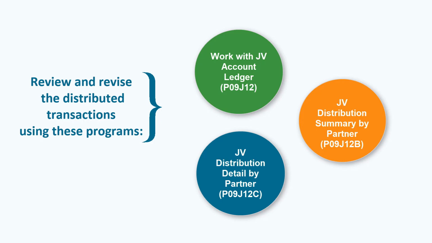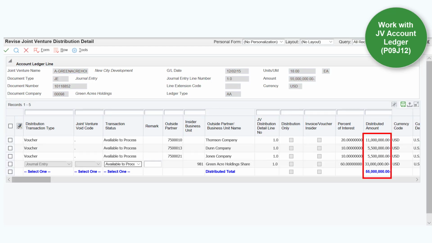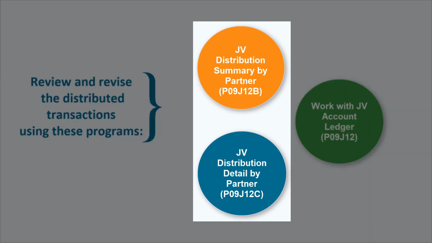Let's discuss these programs. Use the PO9J12 program to review the distributed transactions for each joint venture account ledger record. Select a joint venture account ledger record on the Work with Joint Venture Account Ledger form and click Select. Review the amounts distributed to each partner based on the percent of interest specified in the DOI. You can use the other two programs, PO9J12B and PO9J12C, to review the distributed transactions sorted by partner.